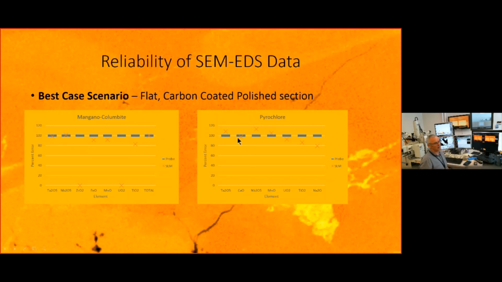Pyrochlores actually included pyrochlore, and this is what I was really surprised at, how well the pyrochlore worked, considering that uranium and calcium and tantalum all overlap. They're not easy to separate, these lines, and I was still able to get results within plus or minus 5 or 10% for most of the majors and minor elements. So, you know, the best case is you can do this really well.